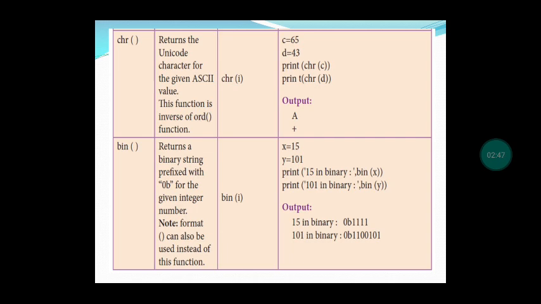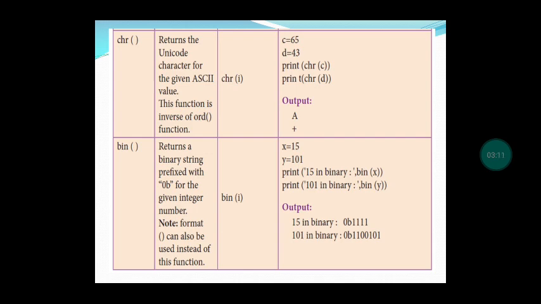Next function is bin. Bin means binary. It returns the binary value, and it is also prefixed with 0b. By 0b, we can understand that it is a binary value. Instead of this bin function, we can also use the format function. Later we will see that format function. Let us see the example for the bin.